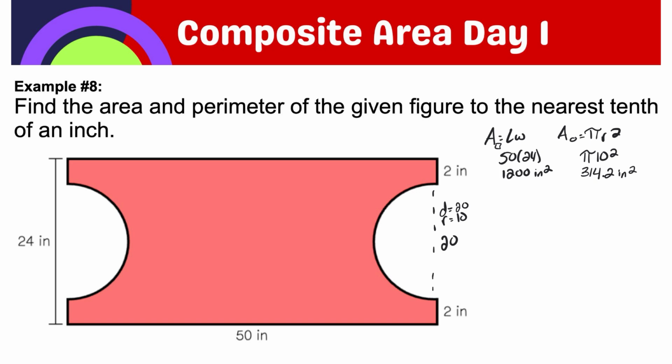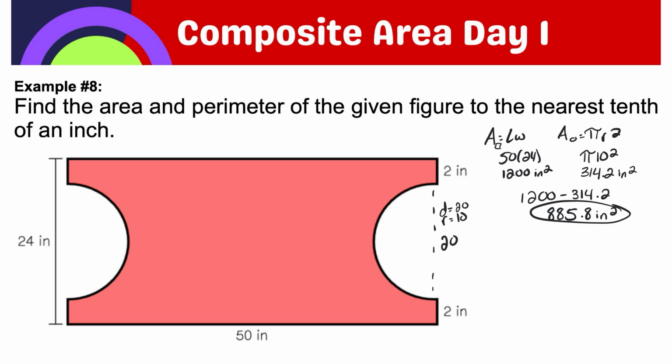And again, those two semicircles create one full circle. So that's why I'm doing the formula of one circle. And then we're going to cut that out by doing the 1200 minus 314 and 2/10. That leaves us with our final area as being 885 and 8/10 inches squared.